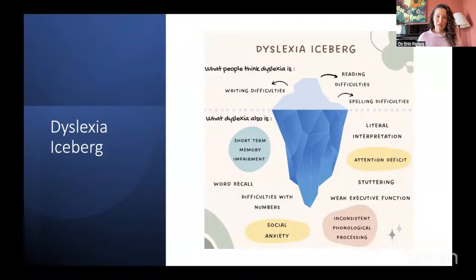So difficulty with numbers can be there. Short-term memory impairment is very common. Word recall, social anxiety, inconsistent phonological processing, weak executive function, stuttering, again related to language or rhythm of language, attention deficits. This can be related to the executive function piece as well, and having a literal interpretation of language.